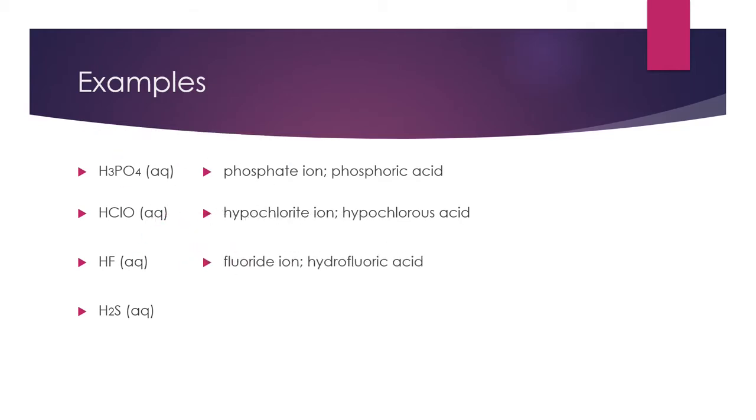Next one, the anion is fluoride, so the acid name is hydrofluoric acid. And in the fourth one, the anion is sulfide, so the name of the acid is hydrosulfuric acid.